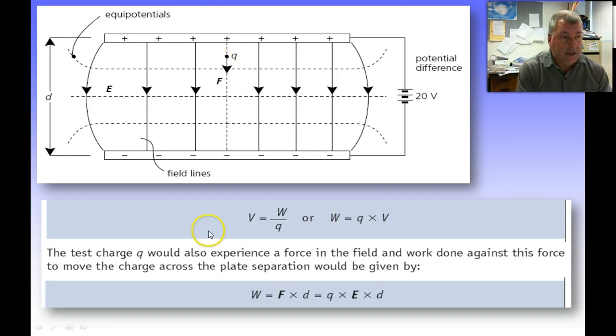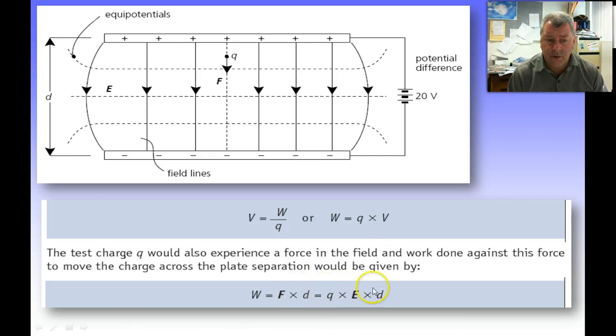Now these lines here are called equipotentials, and they're zones that have the same potential difference in the electric field. So what have we got here? The test charge Q will also experience a force in the field, and work done against this force would move the charge across the plates. Work is given by W equals FD, which is effectively W equals Fs, work equals force times distance, and where F equals QE, we can substitute that in.